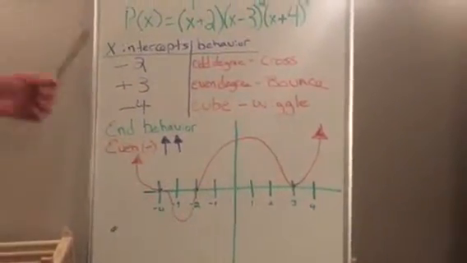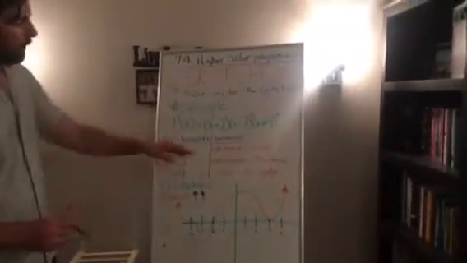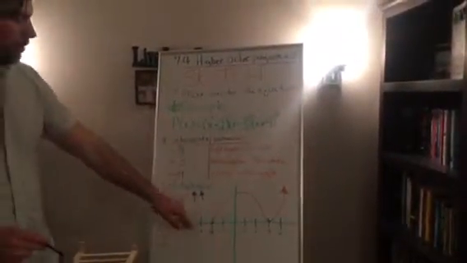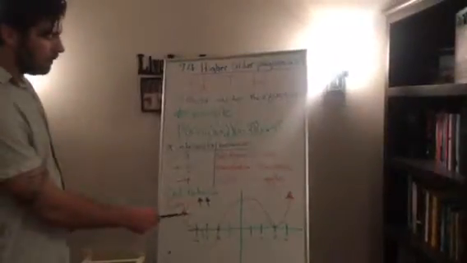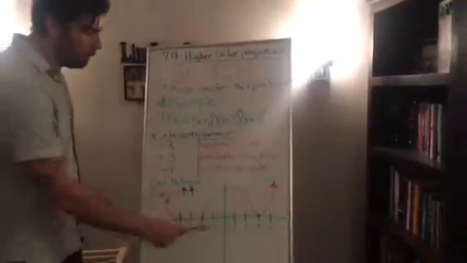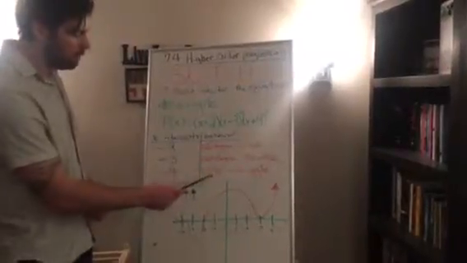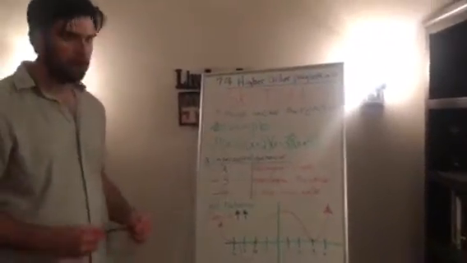So when you're plotting this, you're going to look at each individual point, figure out what happens at each individual point, and plot accordingly. Once you figure out the end behavior, you can put that in and then figure out what happens at each point to sketch the graph.